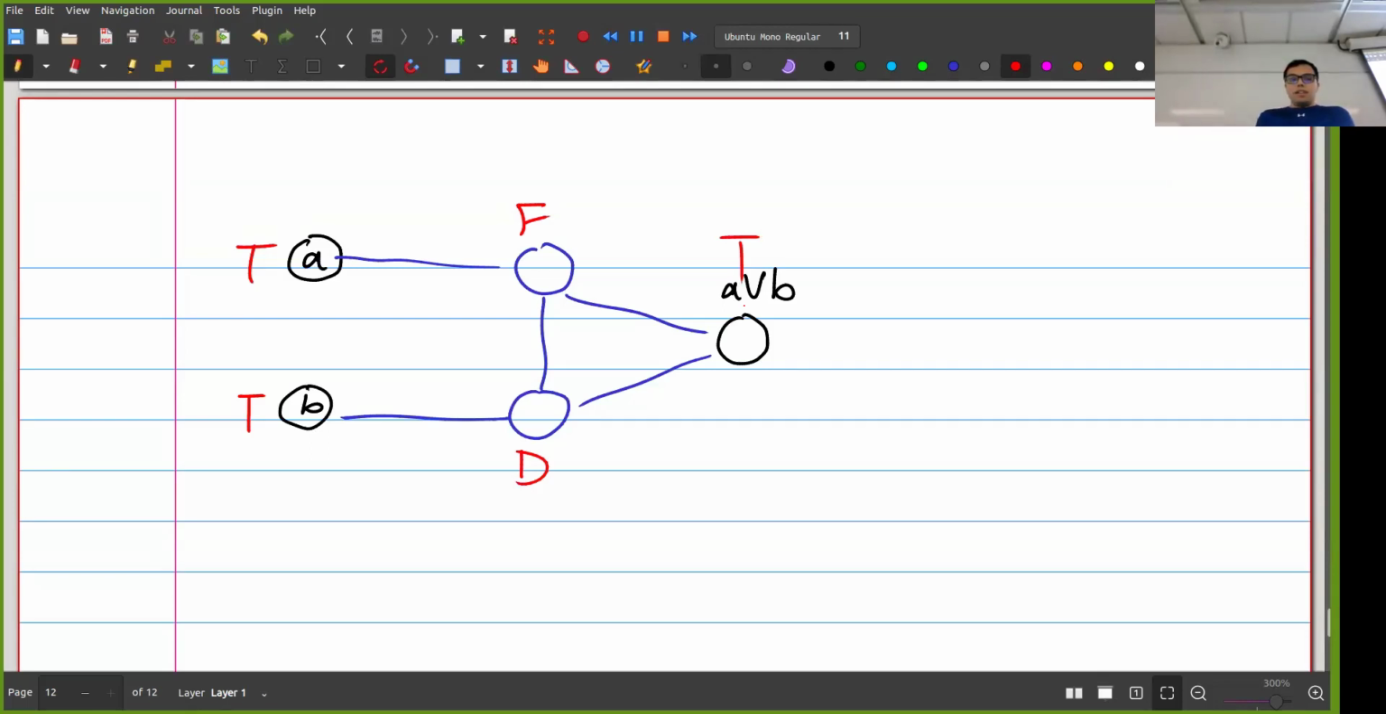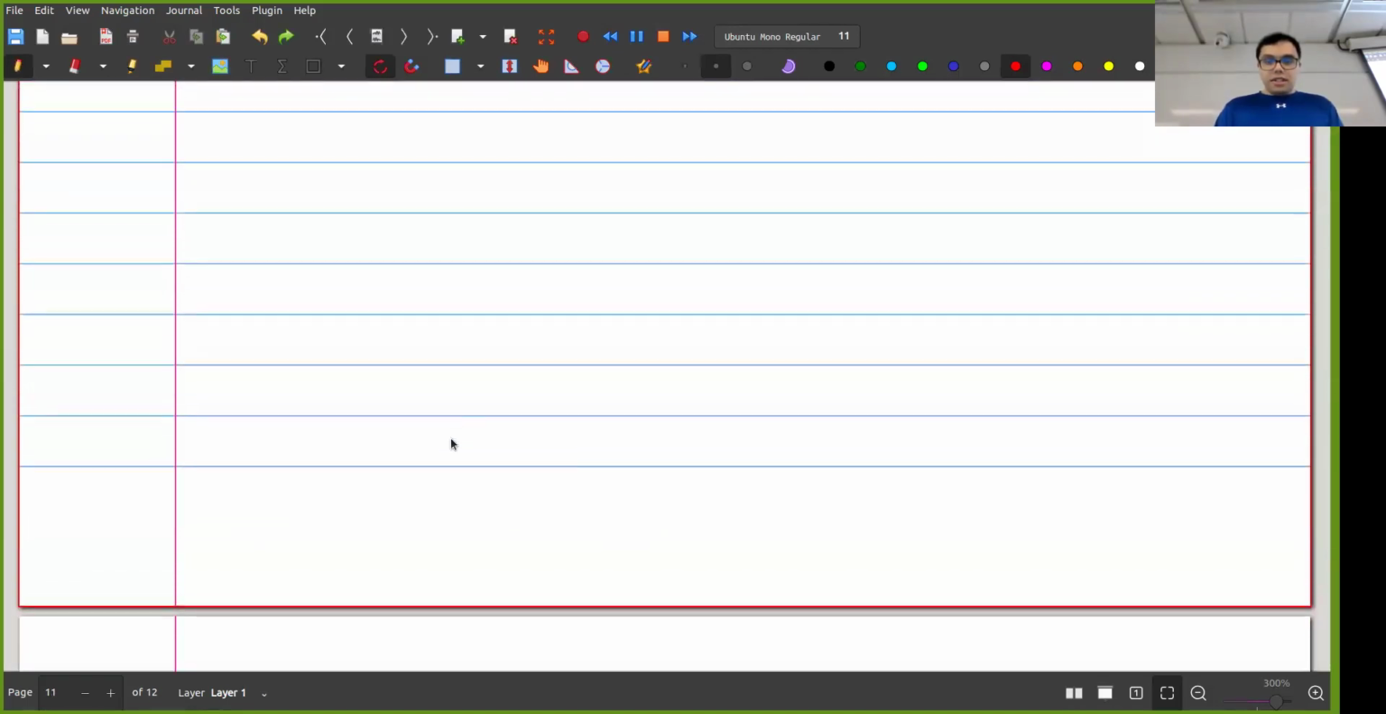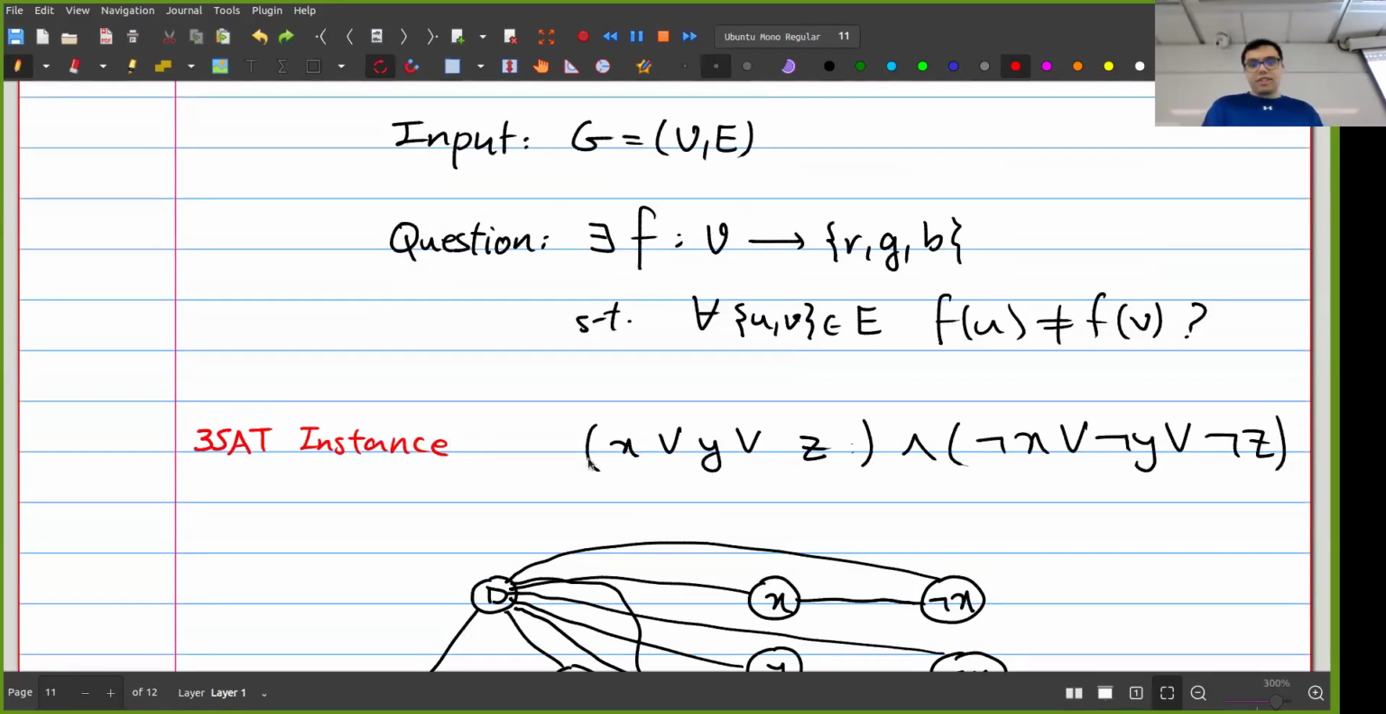Okay. So basically, the nice thing about this gadget is that it helps us compute OR in some sense using tree coloring. It makes it so that I can assign true to this vertex if and only if I have already assigned true to at least one of these two vertices. Okay. So what is my clause here? My clause is X or Y or Z.